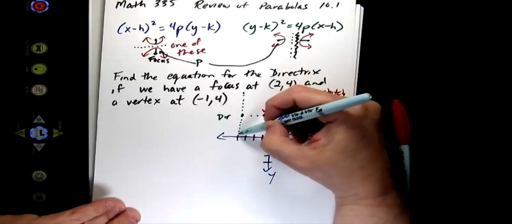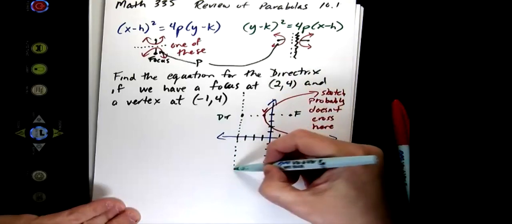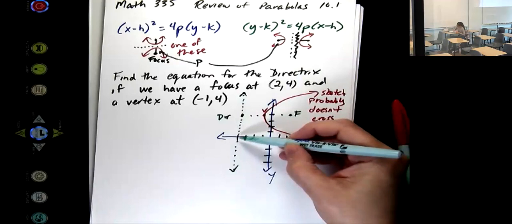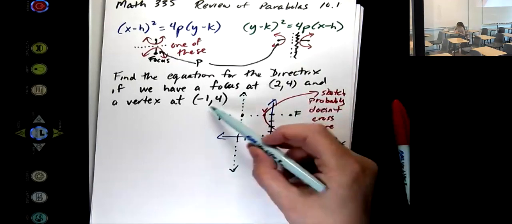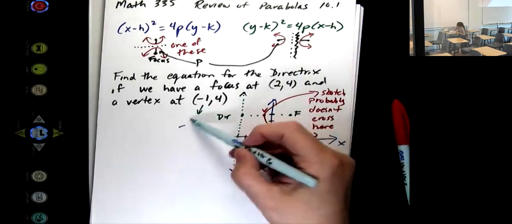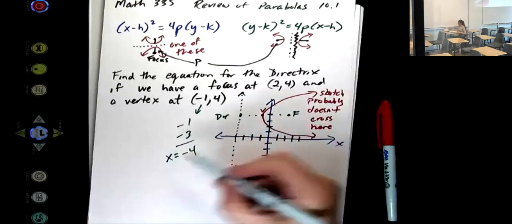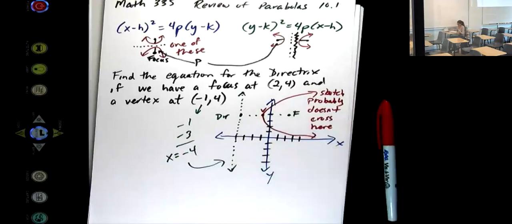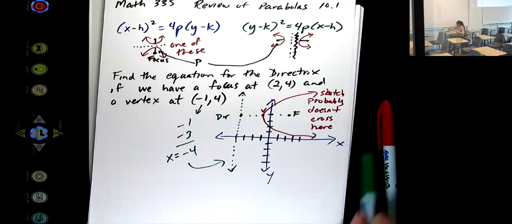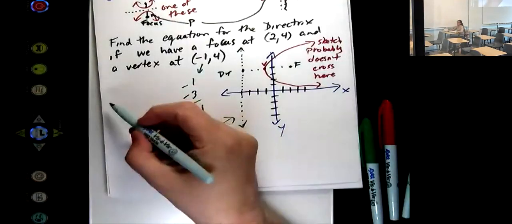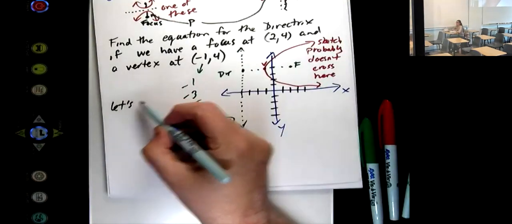So the directrix is x equals -4. And it looks like that's where it's crossing, right? 3 left of -1 should give us -4. X equals -4 is that line. What would the equation be here? Let's find the equation of the parabola.